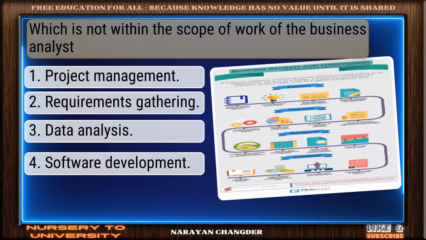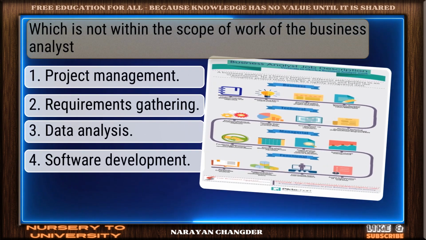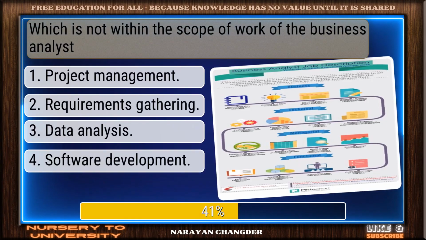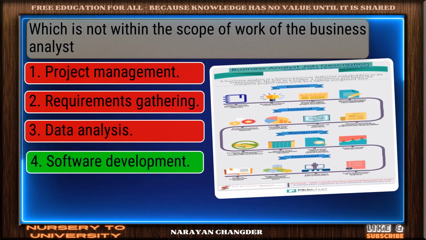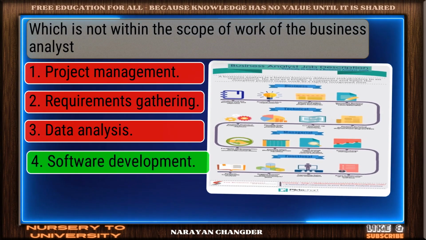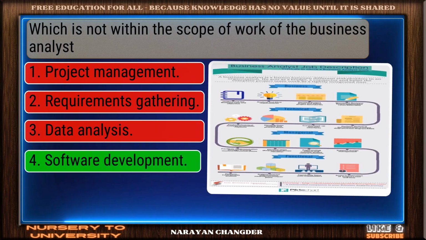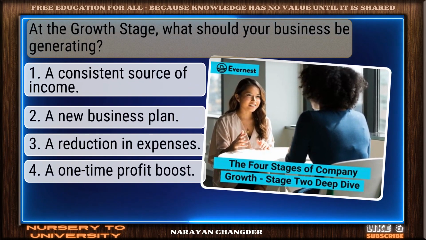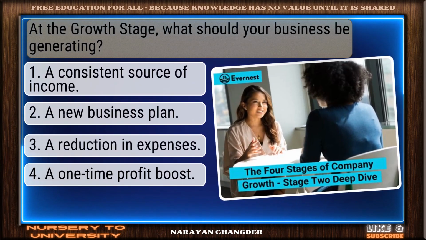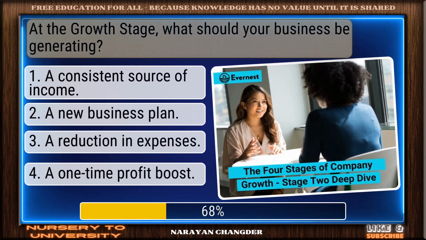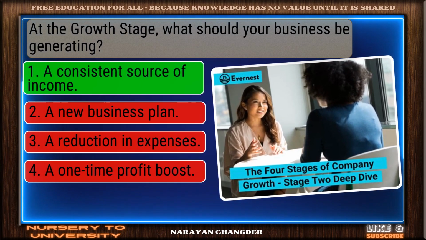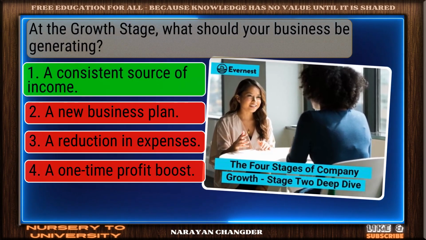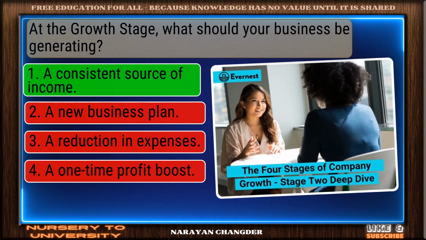Question number 35. Which is not within the scope of work of the business analyst? Smart pick. Software development is the correct choice. Question number 36. At the growth stage, what should your business be generating? Good job. Your answer, a consistent source of income, works well here.